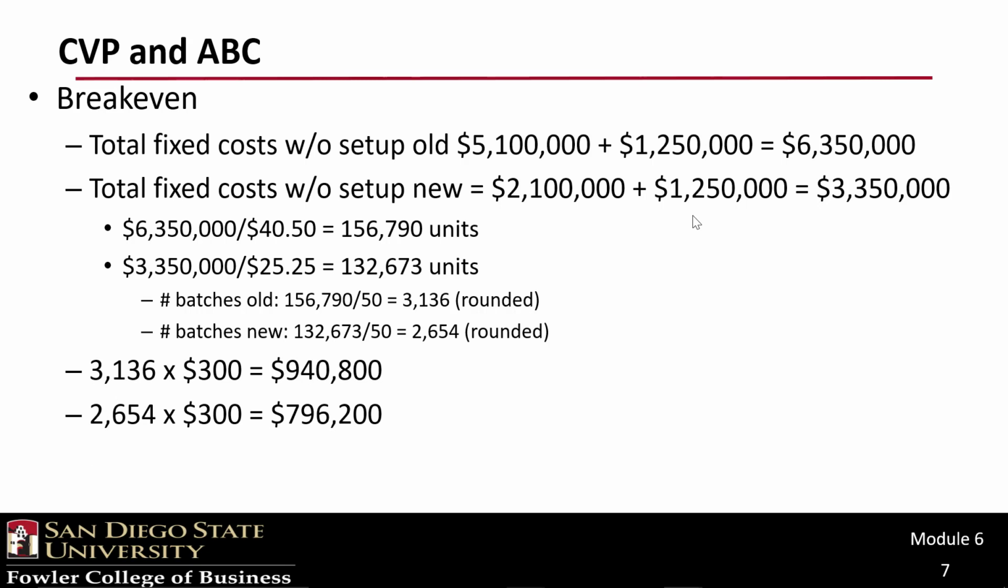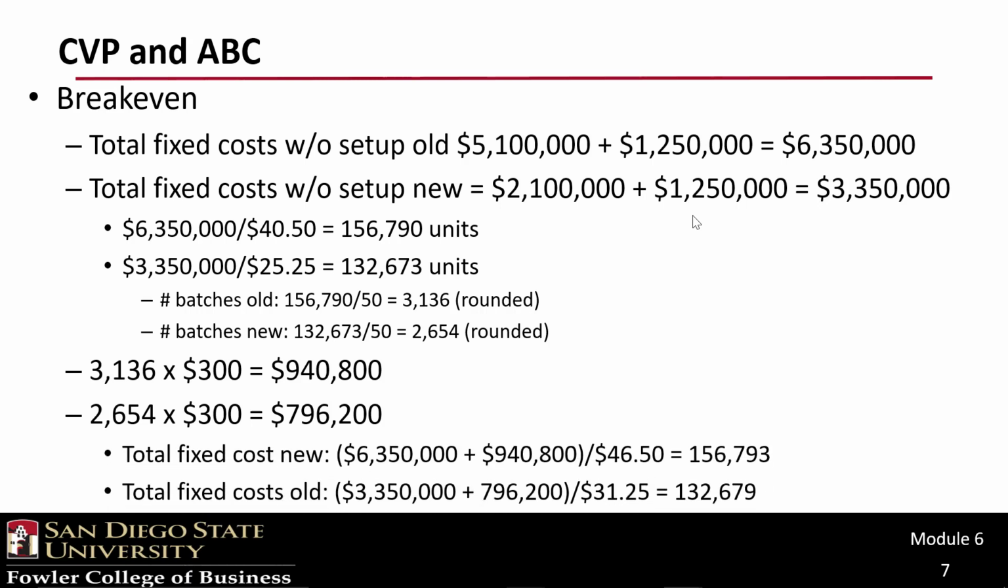Okay, now that we have the number of batches, we can consider the activity-based costing, right? So 3,136 times $300 per batch, 940,800. 2,654 times $300 per batch, 796,200. So now I have my cost per batch. I can recalculate my break-evens and include the cost of the batches as a separate fixed cost.